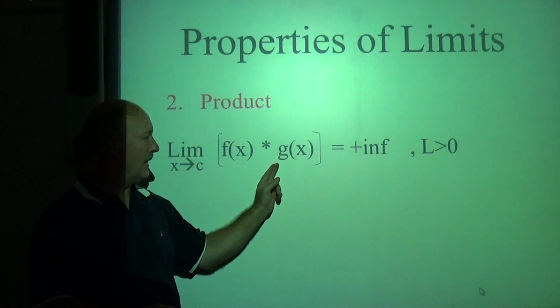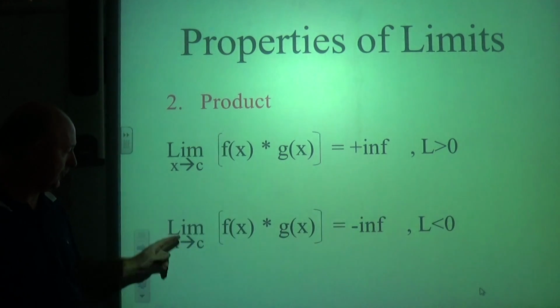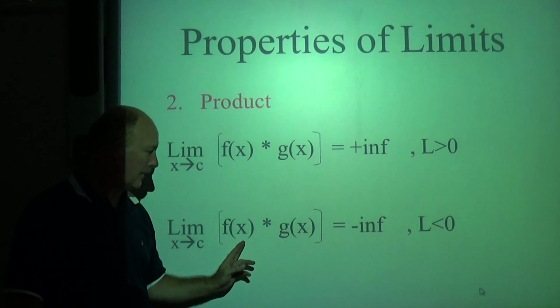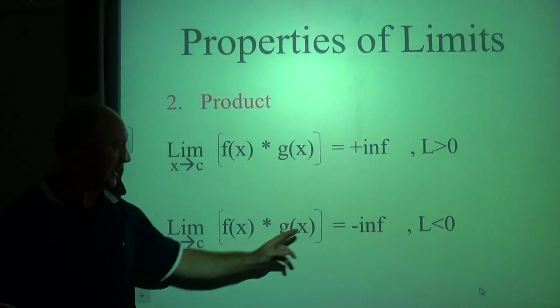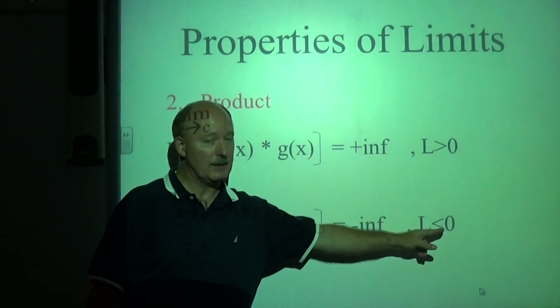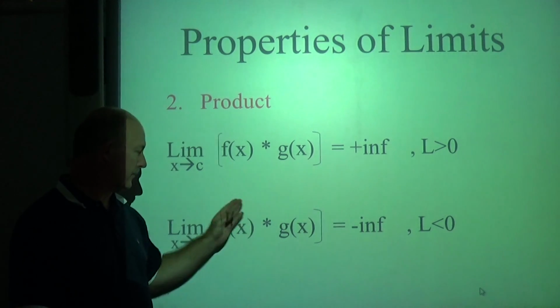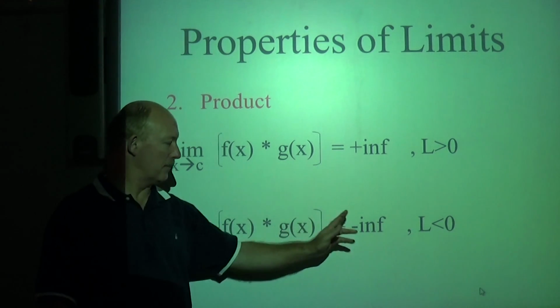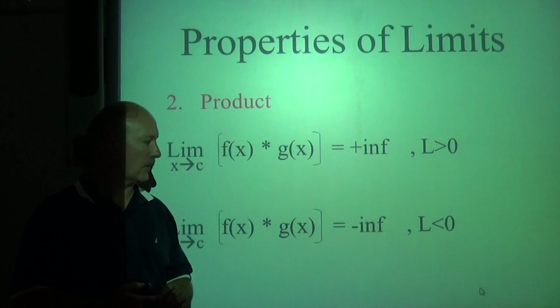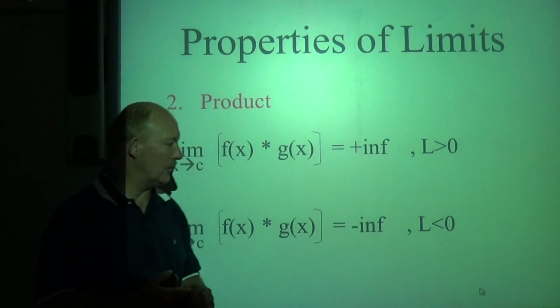Now, if the limit of g of x is a negative number, like so, the limit as x approaches c of f of x times g of x. If the limit is less than 0, you'd have infinity times a negative number, which gives you negative infinity. All right, so the limit here would be negative infinity.